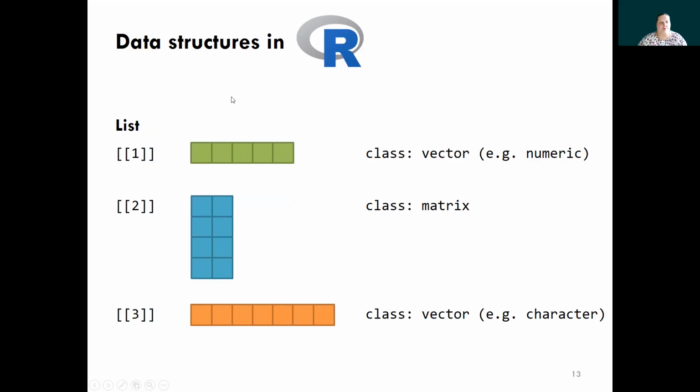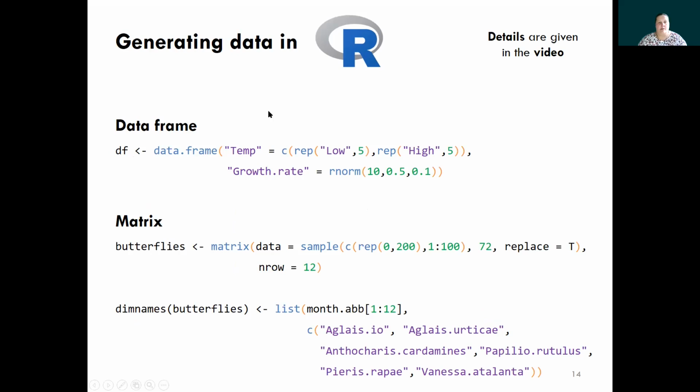And the last data structure for today are the lists. As I mentioned before, you can here combine different data types and even different data structures within a list. For example, you can add a numeric vector in the first element of your list. Then you can add a matrix in the second element of the list. And then finally, you can add a character vector in the third element of the list, and so on. As you can see here, compared to, for example, the vectors themselves, you can here combine different data types and different data structures. Next, I'm going to talk about generating data in R, and I will provide more details in the video later.